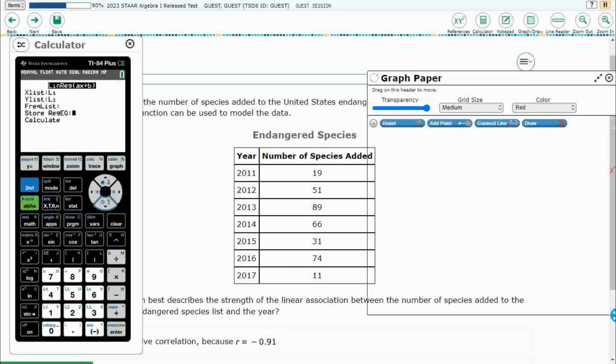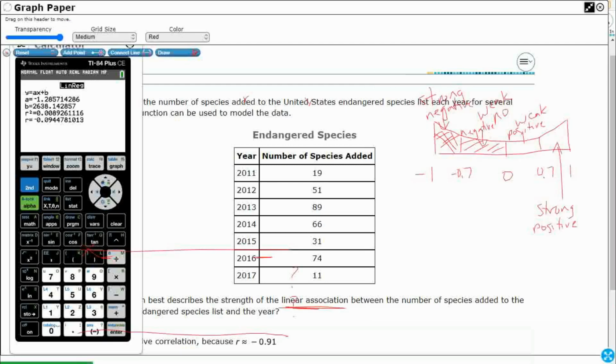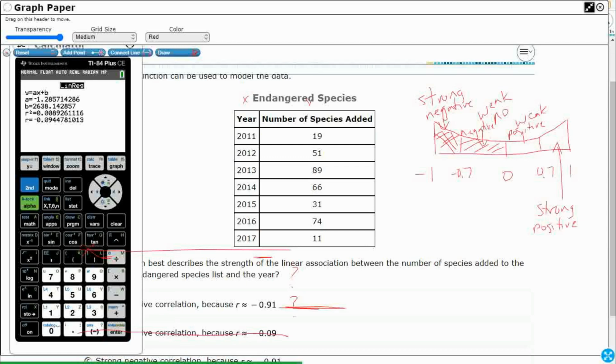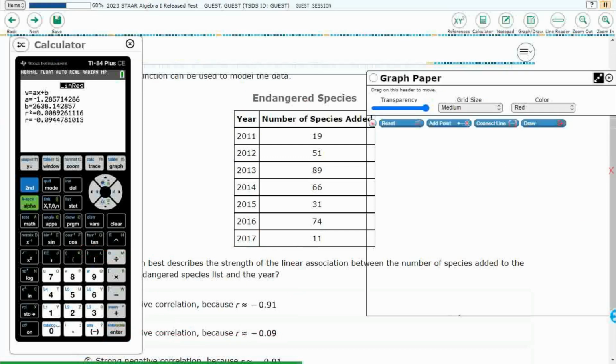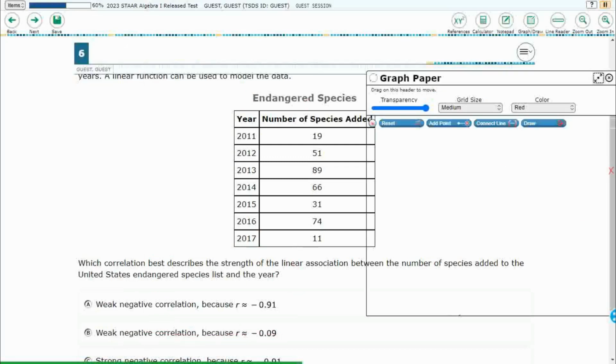All right, so we're going to enter that. We've already got our list 1, our list 2. And it's that R, that negative 0.09. So that negative 0.09 is going to be that weak negative. So our answer here is B.